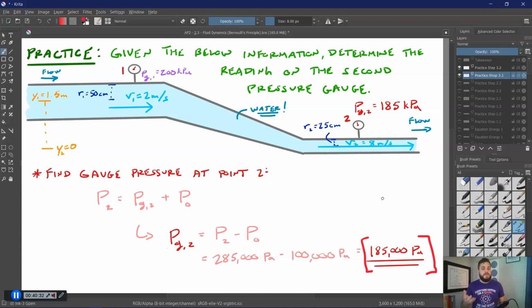So in this particular situation, the gauge pressure actually went down. And that might surprise you because the fluid is lower, but it's also moving faster. So apparently the fact that it's moving faster overcame the fact that it is lower down.